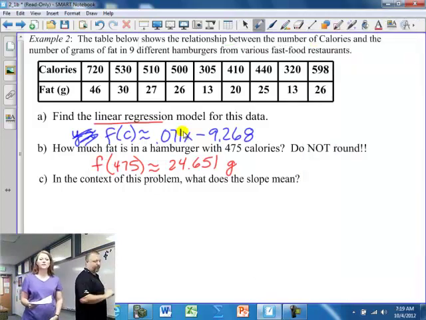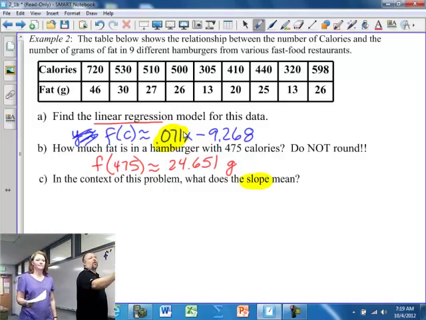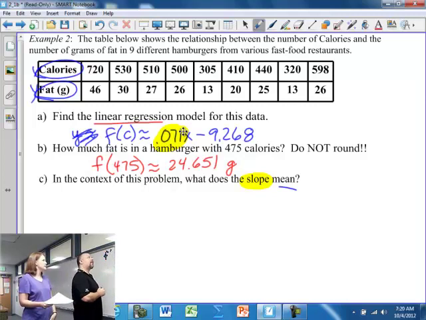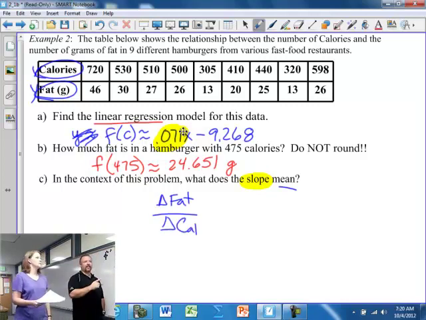Okay, so in the context of this problem, what does the slope mean? So the slope was 0.071, but what does it mean? Well, slope is a change in y over change in x. It is. In our problem, the y was fat in grams, and the x is calories. So is it change in fat over change in calories? Yep. So it's the change in fat over the change in calories, which is really grams per calorie.